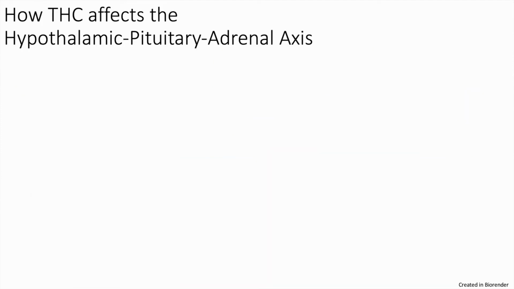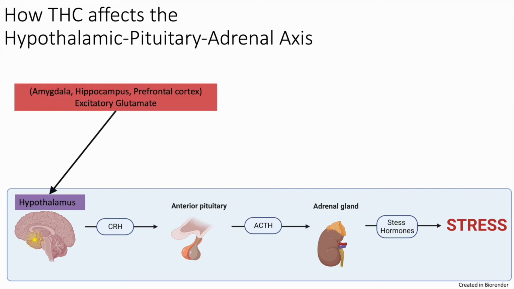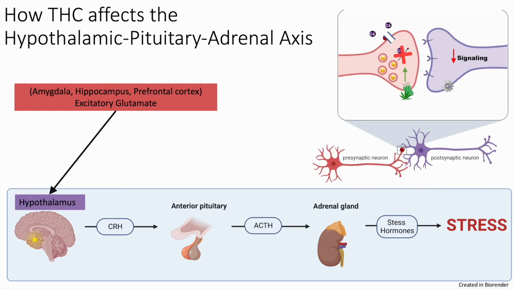As I just mentioned, the stress pathway is mediated by a signal that travels from the hypothalamus to the pituitary and then the adrenal glands. This pathway is called the hypothalamic pituitary adrenal axis. The hypothalamus receives inputs from brain areas that process emotional state, such as the amygdala, hippocampus, and prefrontal cortex, to determine whether to initiate the stress cascade. The CB1 receptor is present at several parts of this cascade, and as I mentioned in my previous video, activation of the CB1 receptor will inhibit neuronal signaling.